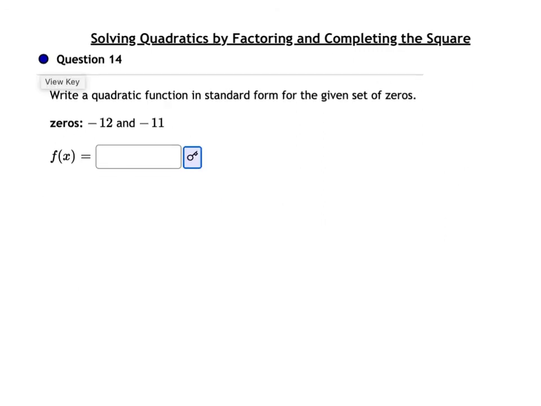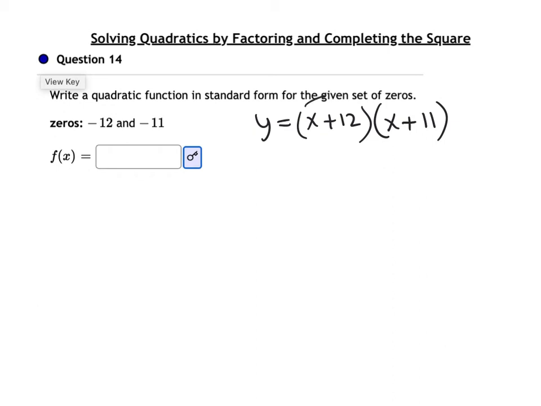Write a quadratic function in standard form for the given set of zeros. If negative 12 is a 0, we need a factor that when you plug in negative 12 makes 0. That would be x plus 12. Plug negative 12 into that and you get 0. The other one would be x plus 11, because if you plug negative 11 into that, you get 0.